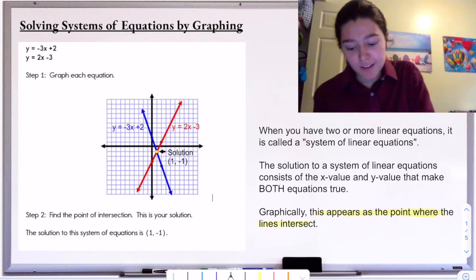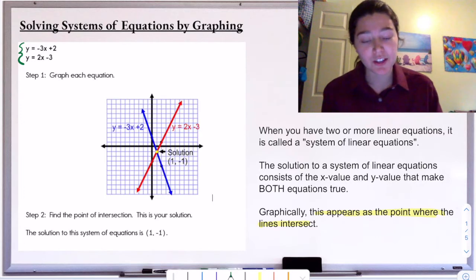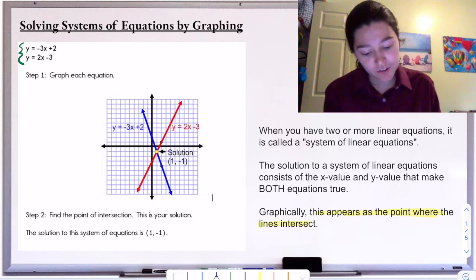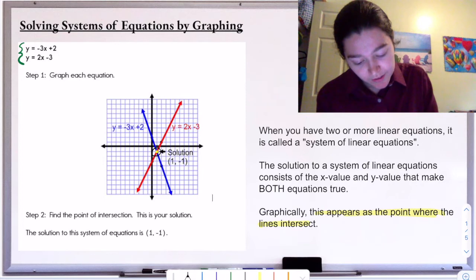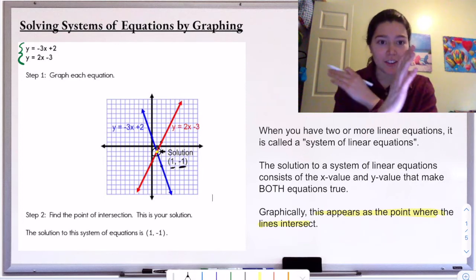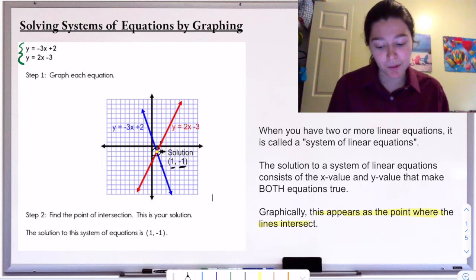So this is an example. We have the system of equations y equals negative 3x plus 2 and y equals 2x minus 3. One way of solving this system of equations is to graph both of those linear equations, make them lines, and then the solution is just the point, the x value and the y value, where those lines intersect, because that means it makes both equations true at that point.